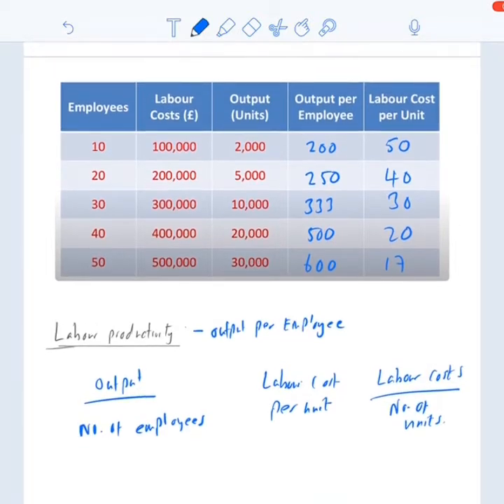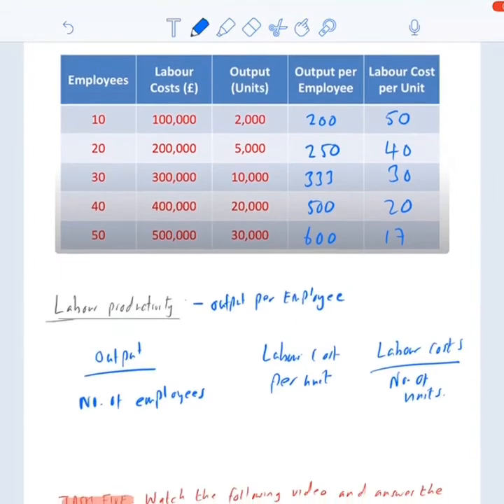Okay, so again here you can see that the more employees this particular firm recruits, their labour costs per unit are going down, and one reasonable explanation for this is specialisation and division of labour.